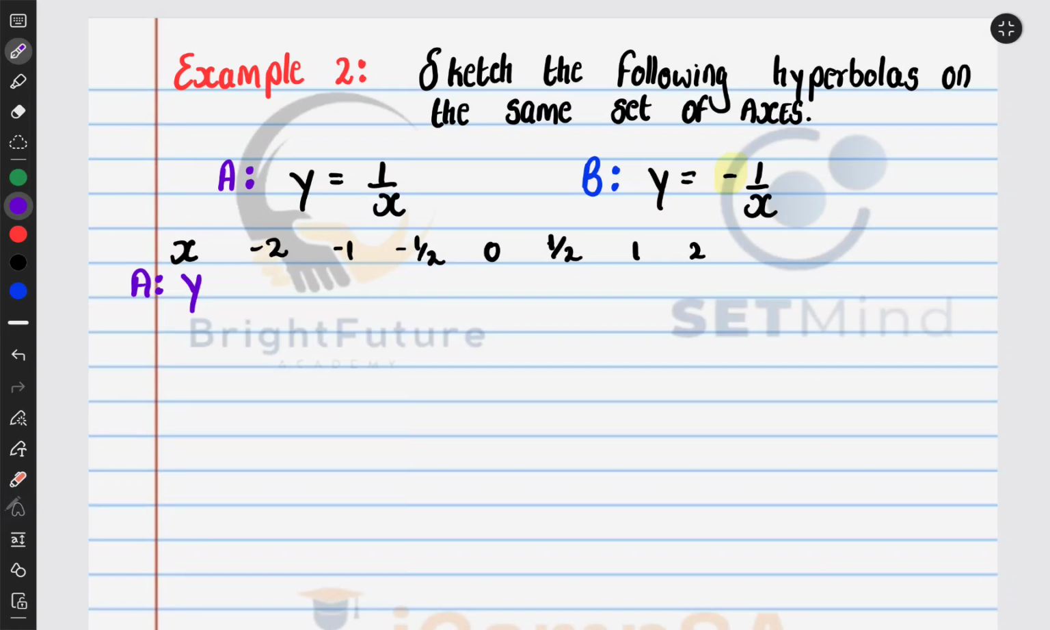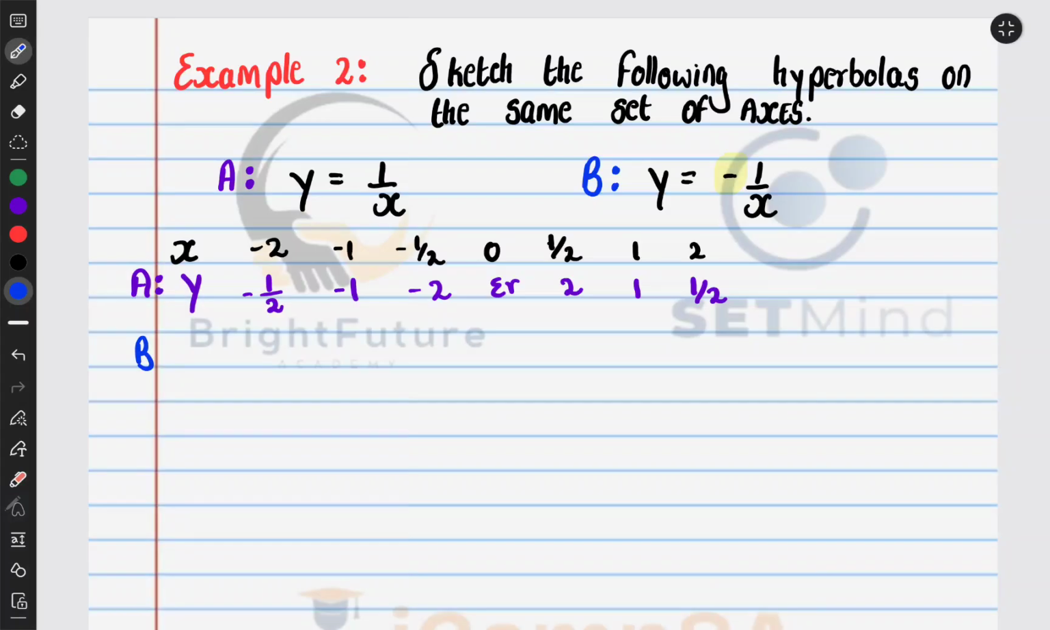Where x is -2, we're gonna have y over -2. Okay, so it's -0.5, -1, we're gonna have -2. We have an error. We have 2, 1 and a half. Let's find the corresponding values for b.